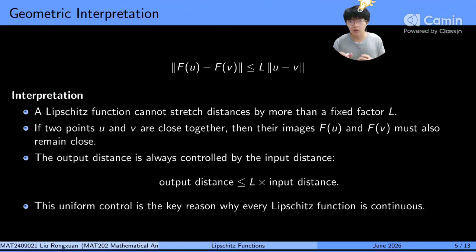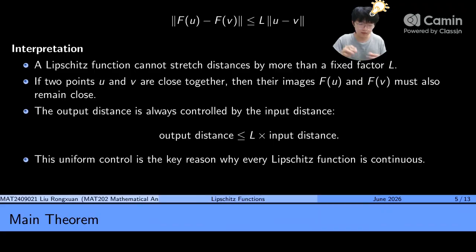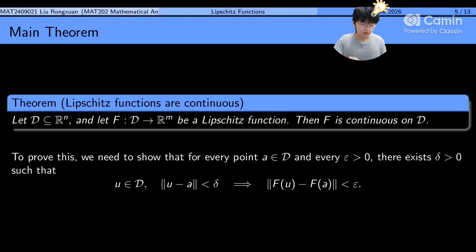Geometric interpretation. Geometrically, a Lipschitz function cannot stretch distance by more than a fixed factor L. If two input points u and v are close together, then their images f(u) and f(v) must also remain close. The output distance is less than or equal to L times the input distance. This uniform control is the key reason why every Lipschitz function is continuous. The main theorem is: every Lipschitz function is continuous.